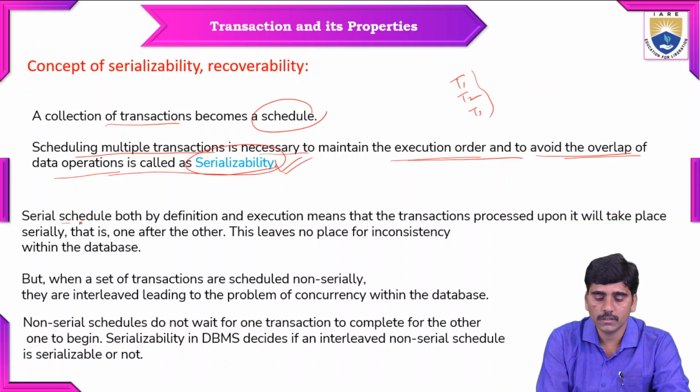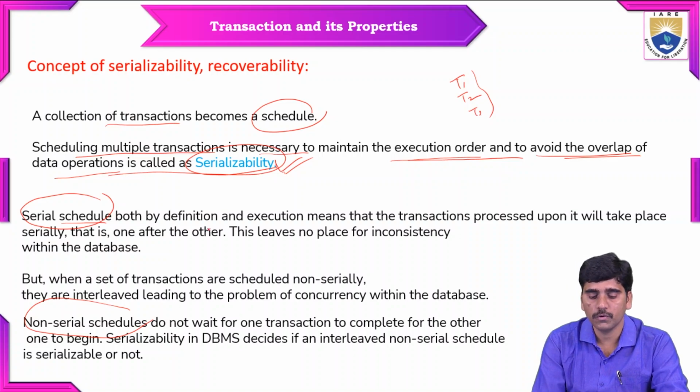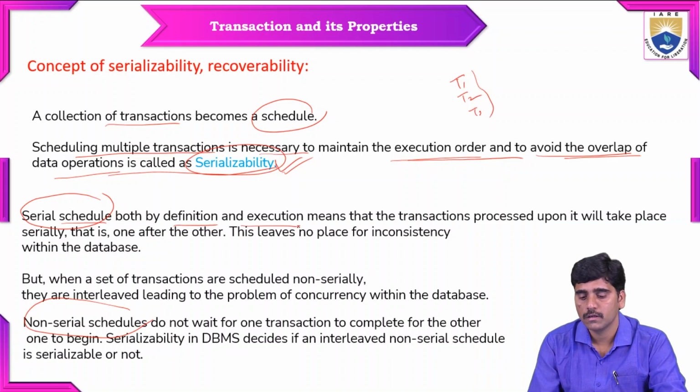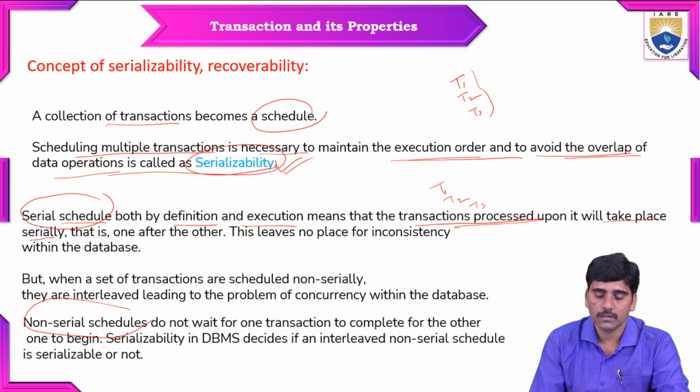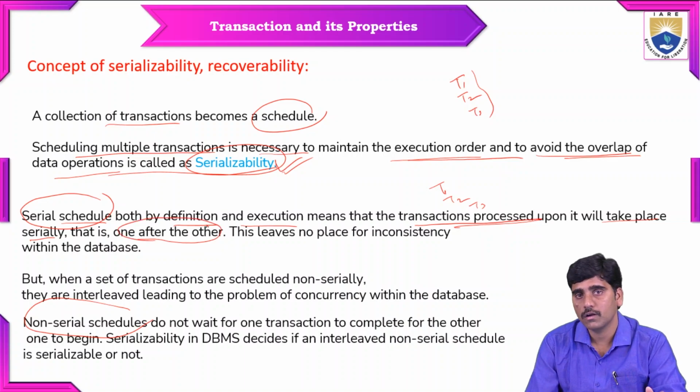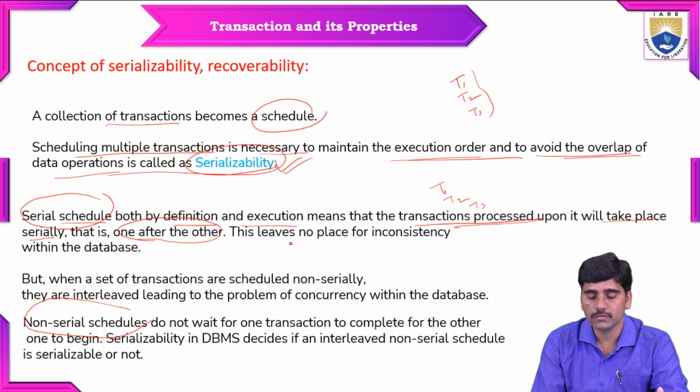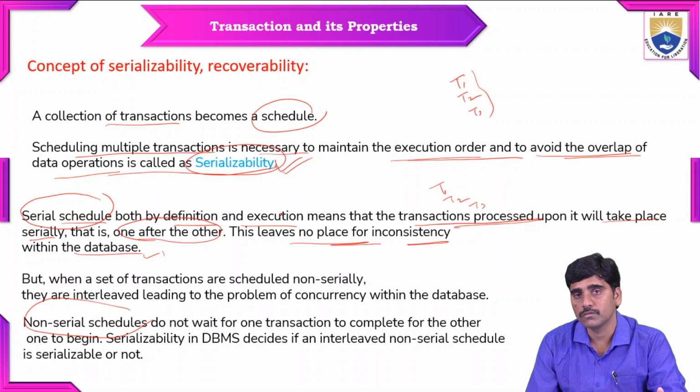There are two types of schedules: the serial schedule and the non-serial schedule. A serial schedule, by definition and execution, means that the transactions processed upon it take place serially, T1, T2, T3, one after another. This leaves no place for inconsistency within the database.